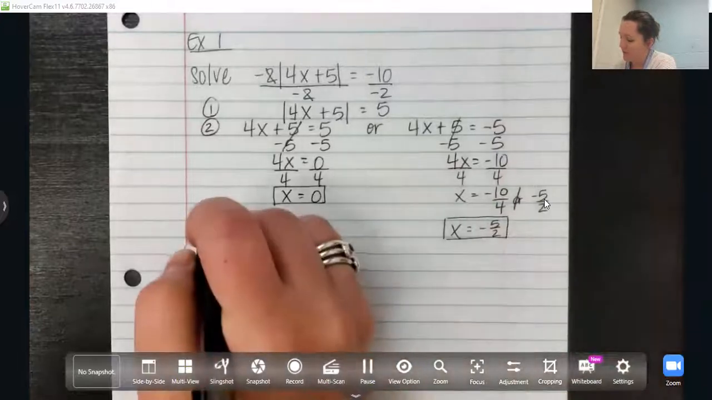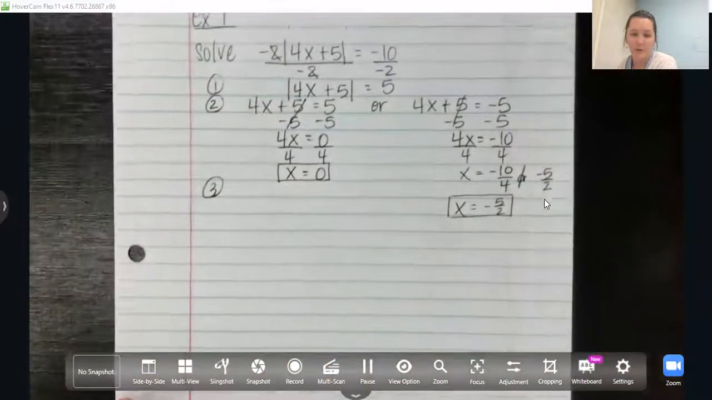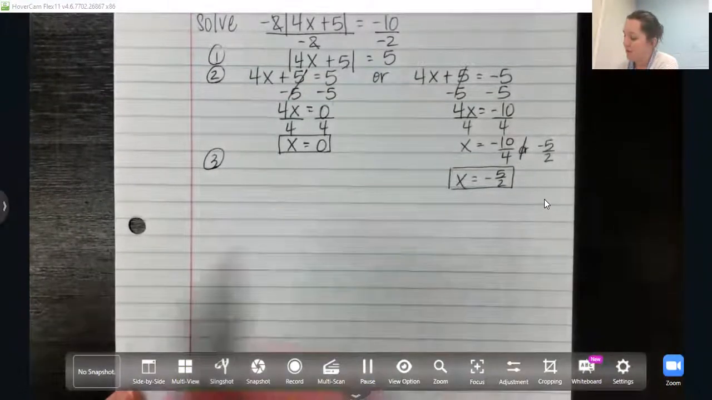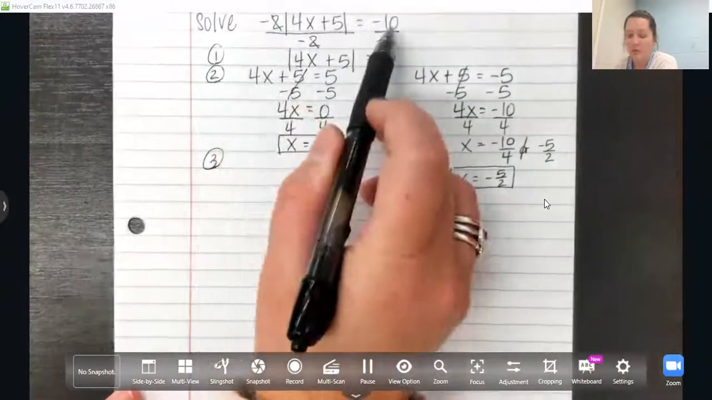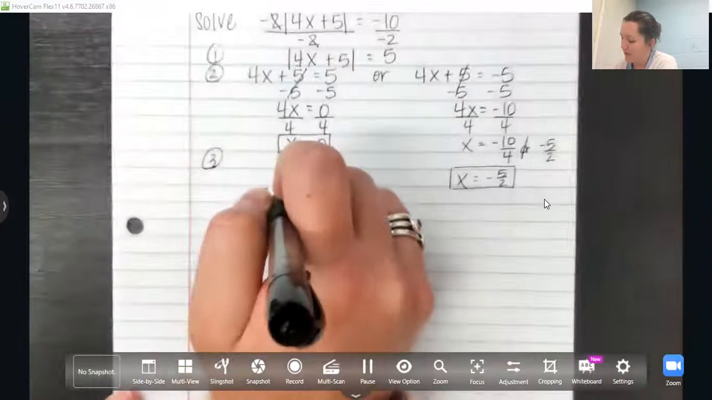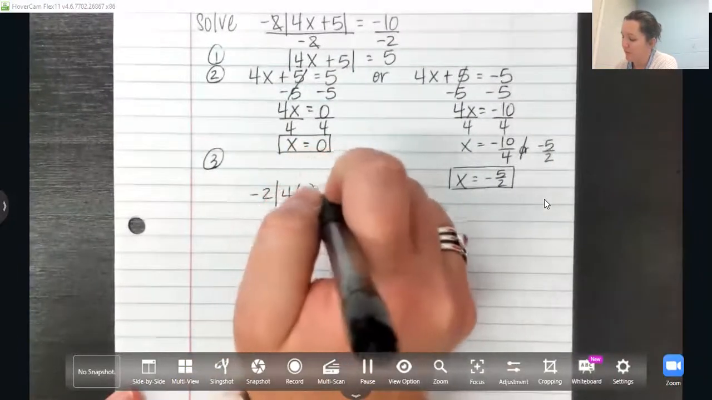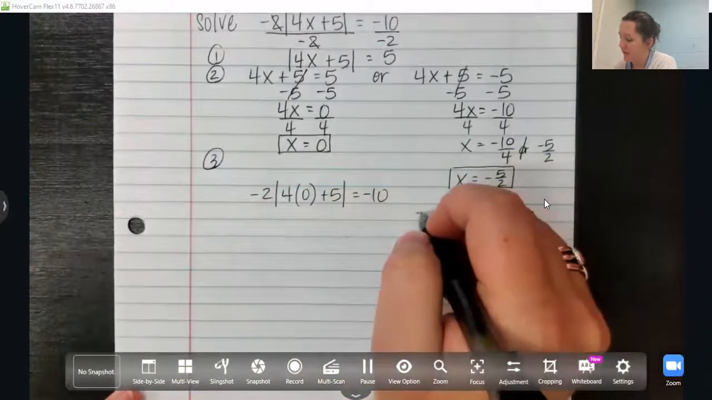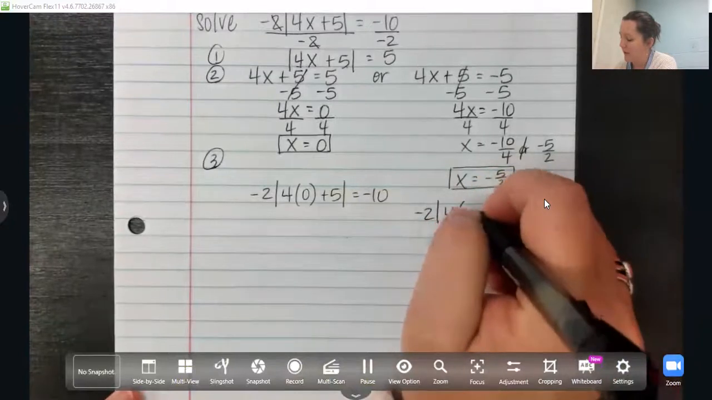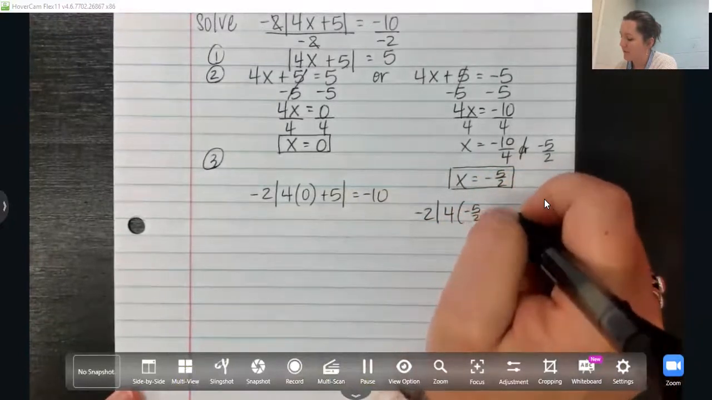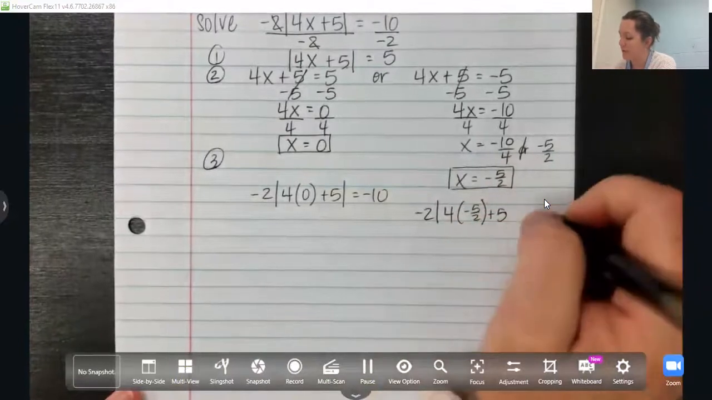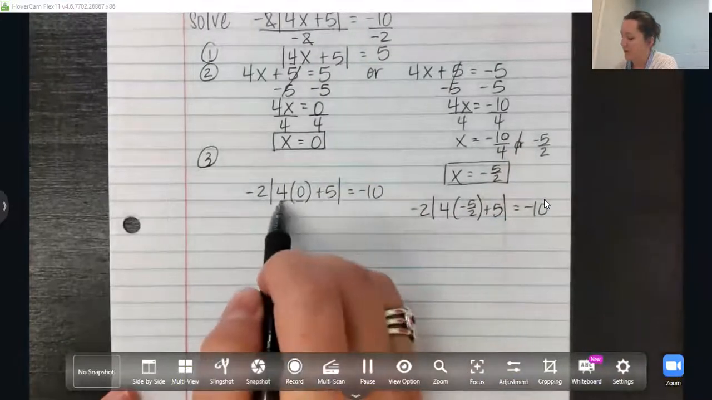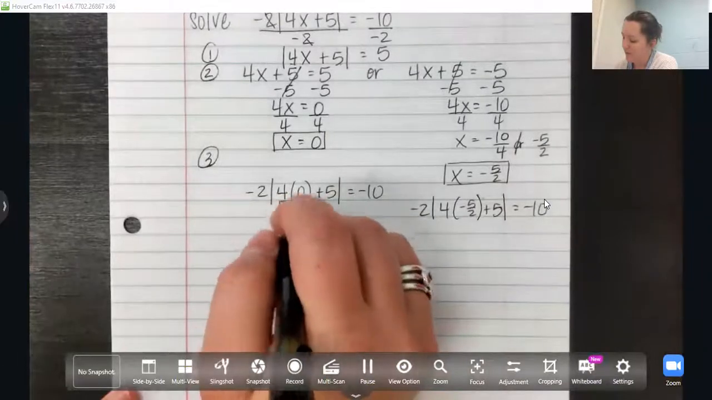So that was my third step, right? I want to solve for x. Now my fourth step was to plug it back in and check. So I'm going to plug 0 back into my original equation. So I have a negative 2 times the absolute value of 4 times 0 plus 5 equals negative 10. And this one is negative 2 times the absolute value of 4 times negative 5 halves plus 5, close my parentheses there, equals negative 10. All right, don't let that fraction scare you. You'll be okay. 4 times 0 is 0. 0 plus 5 is 5.